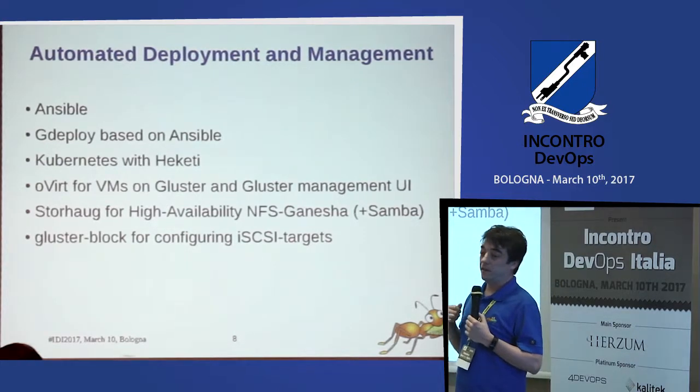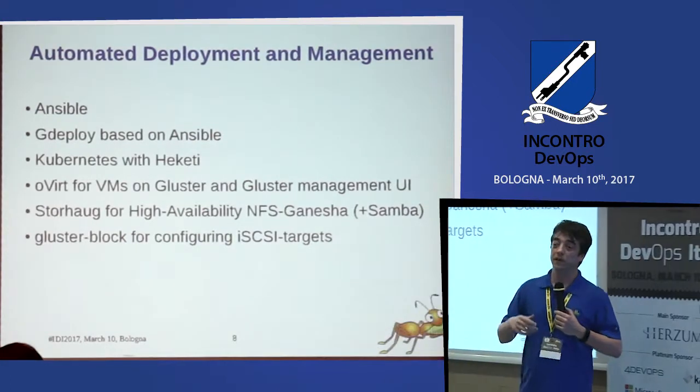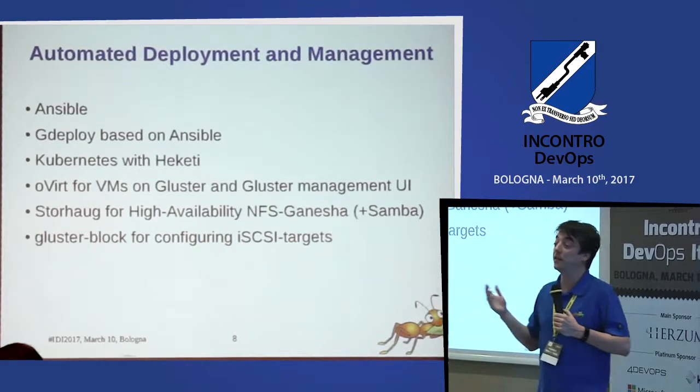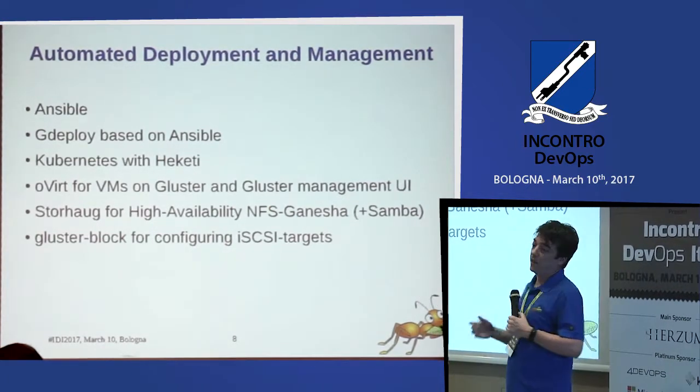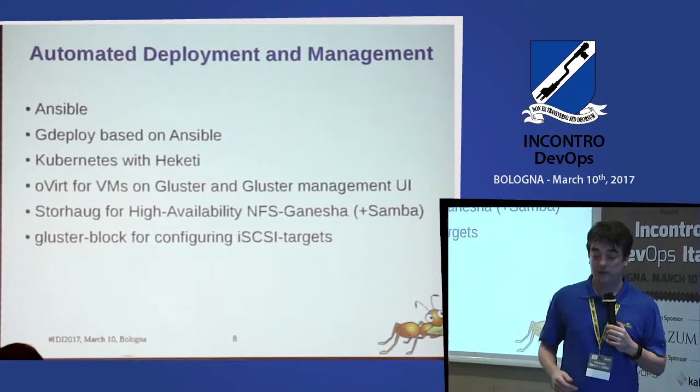Heketi receives the persistent volume claims from Kubernetes, and then Heketi goes off and says, okay, you want a volume of maybe 100 gigabytes for your container. Heketi goes and creates it, makes sure that it's available for the container, and the container automatically gets attached to it.